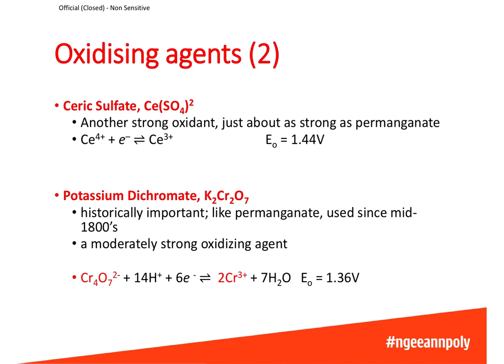Potassium dichromate is a moderately strong oxidizing agent, and just like permanganate, it has been used for a very long time.